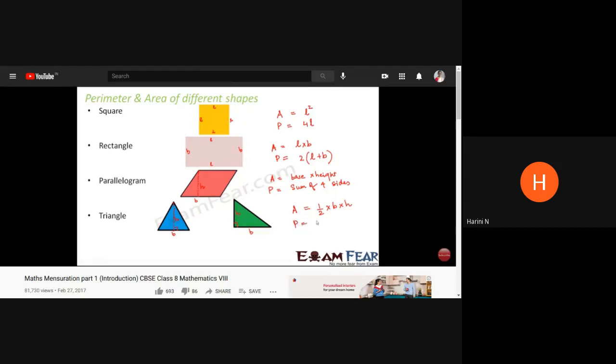And what about the perimeter? So in case of a triangle, perimeter would be equal to sum of the three sides. And finally, we have a circle.